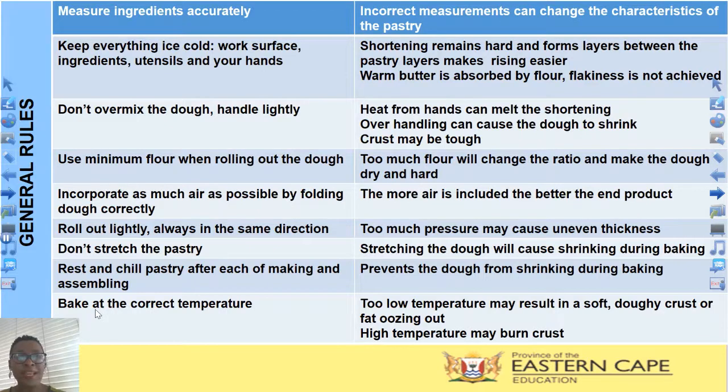Resting and chilling the pastry after each process of rolling and folding is very important because it also prevents the dough from shrinking during baking. You need to bake it at the correct temperature, okay? Because if you place it in an oven that has not been preheated or the oven temperature is too low, the end result will be a soft, doughy crust, and then you'll have your fat oozing out because the butter will immediately start melting. As well, if you put your temperature too high, you run a risk of burning the crust.